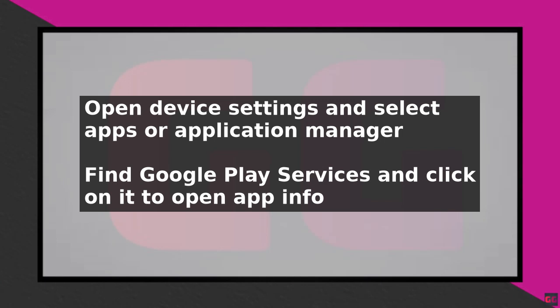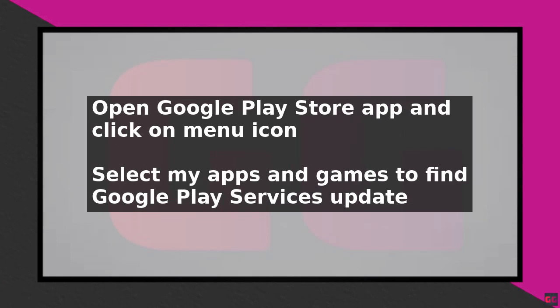Now, open the Google Play Store app on your device. If you are unable to open the Google Play Store app, try restarting your device and then open the app. In the Google Play Store app, click on the menu icon and select My Apps and Games. From the list of apps, find Google Play Services and click on the Update button next to it.